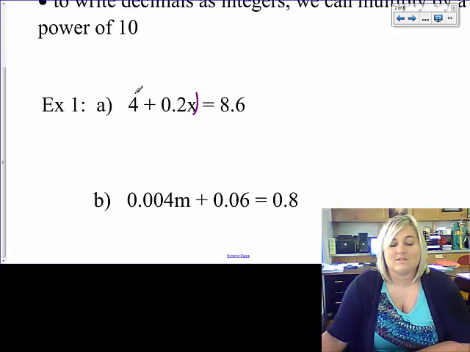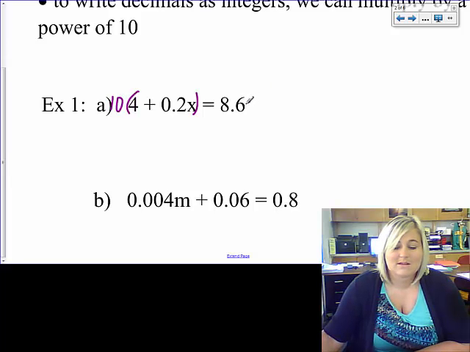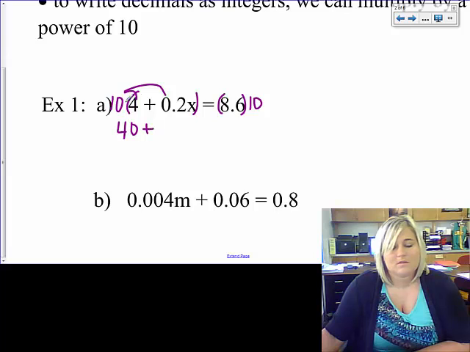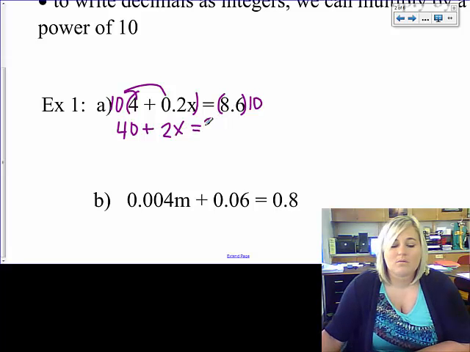So I'm going to multiply this side, not 2/10, by 10 because that's the place value that it's in, and then I'm going to go over to this side and multiply by the exact same thing because what I do to one side I must do to the other. So my 10 would distribute, so 10 times 4 is 40 plus 10 times 2/10 is 2x equals, and then 8.6 times 10 is 86.